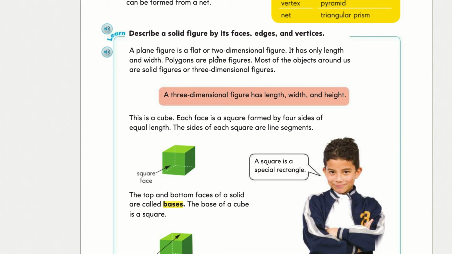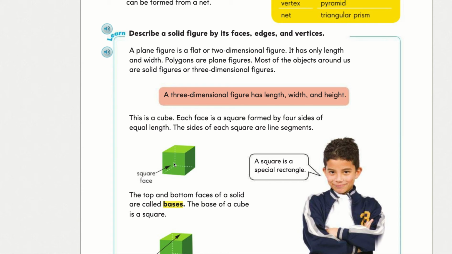A plane figure is a flat or a two-dimensional figure. It only has length and width. Polygons are plane figures. So any kind of polygon like a triangle, a rectangle, a hexagon, all of those are what are called plane figures. But most of the objects around us are solid figures or three-dimensional figures. A three-dimensional figure has length, width, and height.